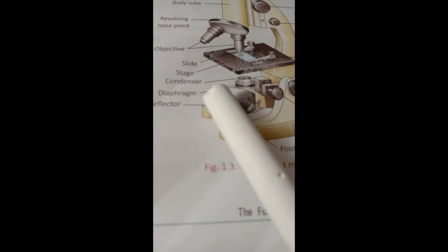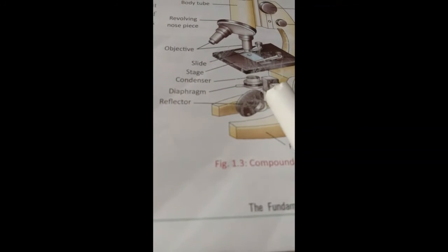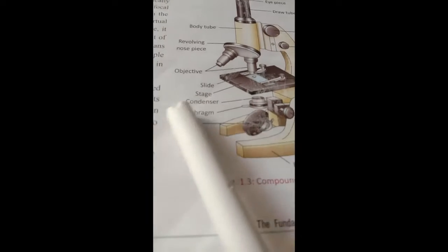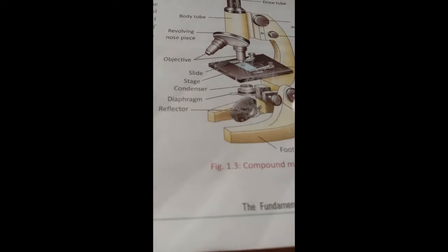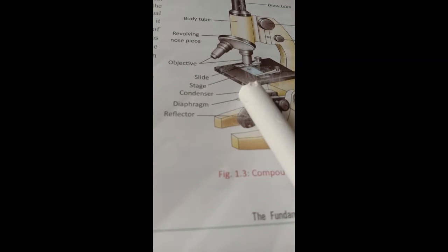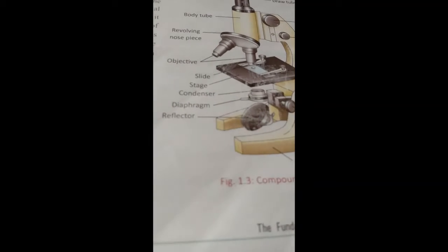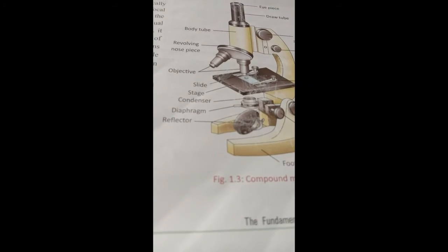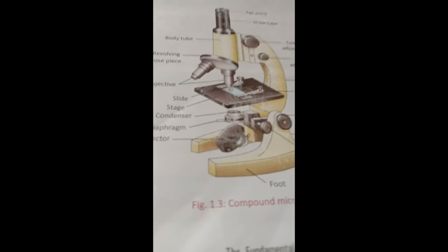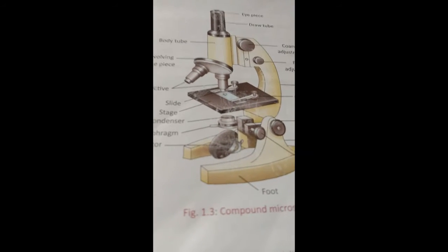Here is the diaphragm material, or we can say a substance which helps as a container on which the condenser is kept, which is adjusted by this condenser adjustment. This is the slide stage on which the slide is kept. Slide is a rectangular glass piece on which the substance is to be kept.